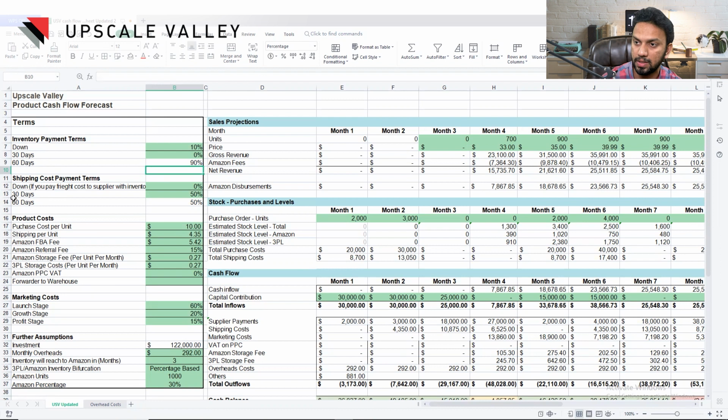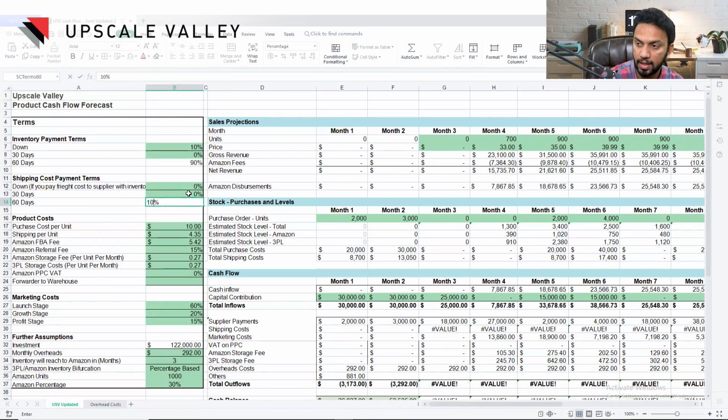Otherwise, what usually happens is after 30 days your inventory is ready, so we pay 50% at that time, and then 50% when the inventory arrives at USA customs. Or sometimes it's 100% when the inventory arrives at customs, depending upon your negotiation. And sometimes you need to pay 100% upfront, at the advance.